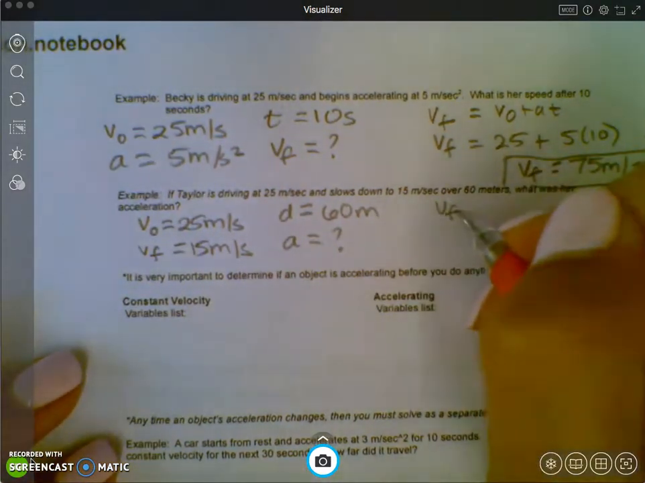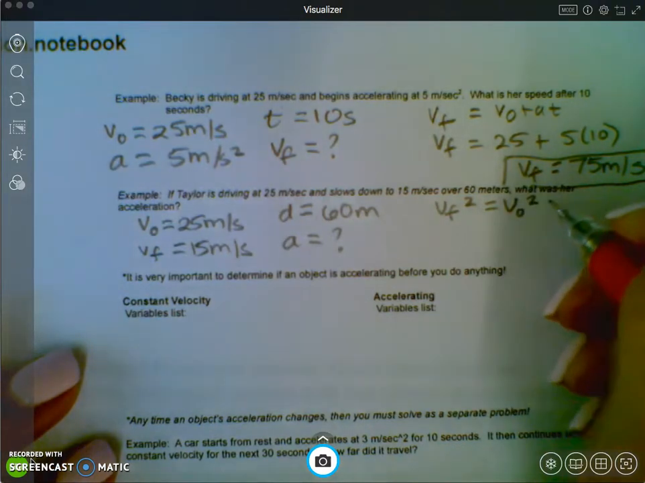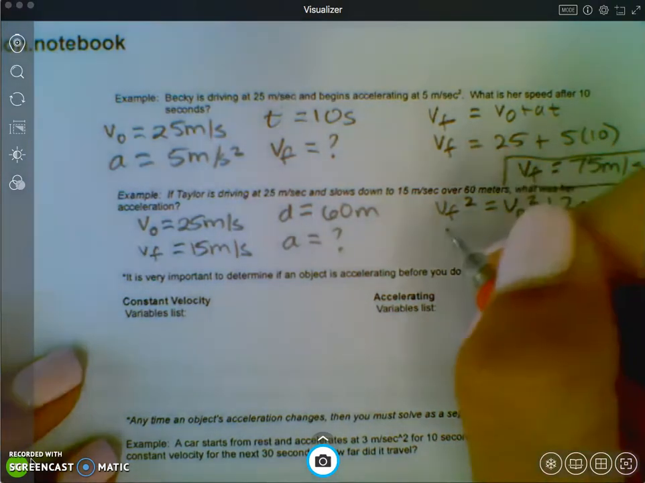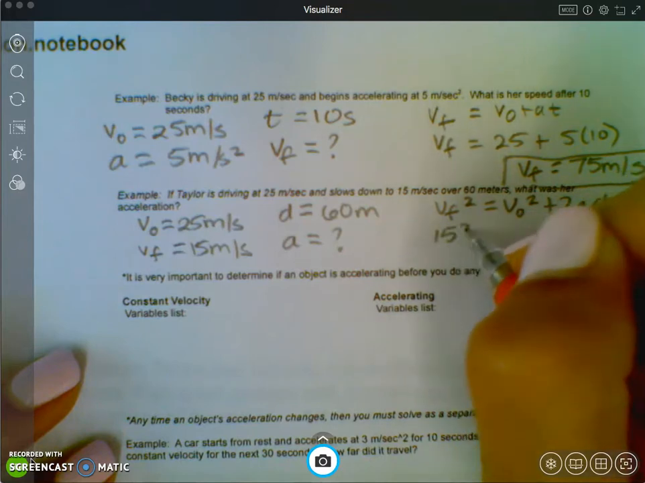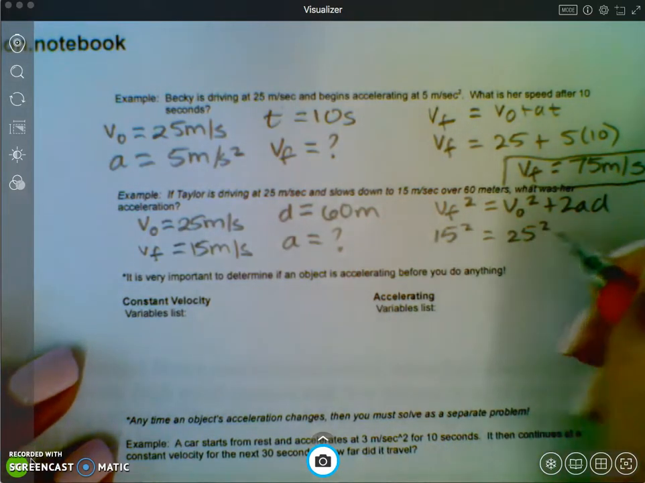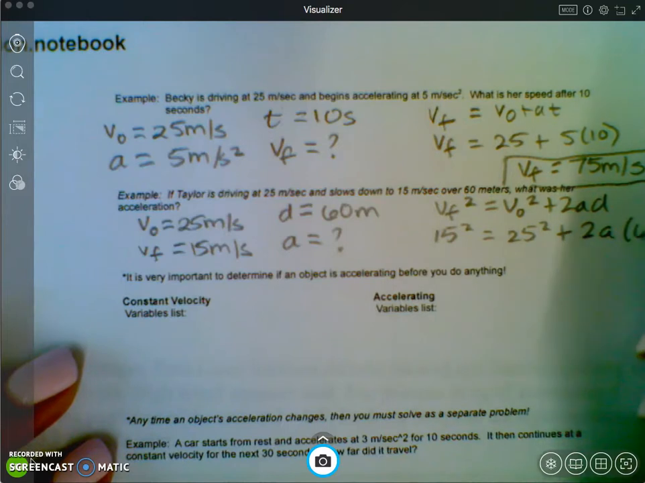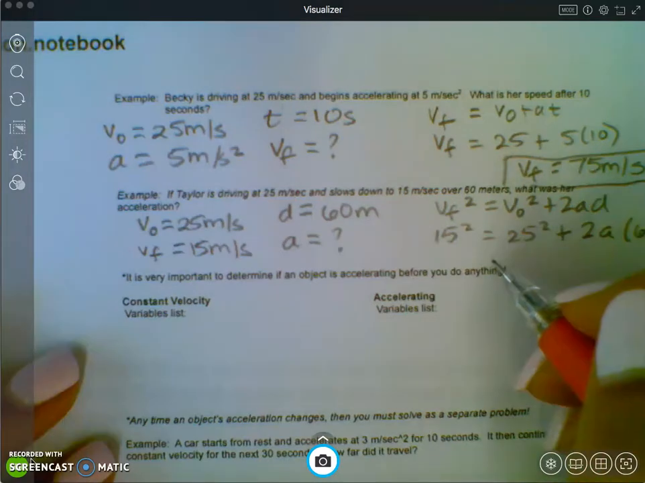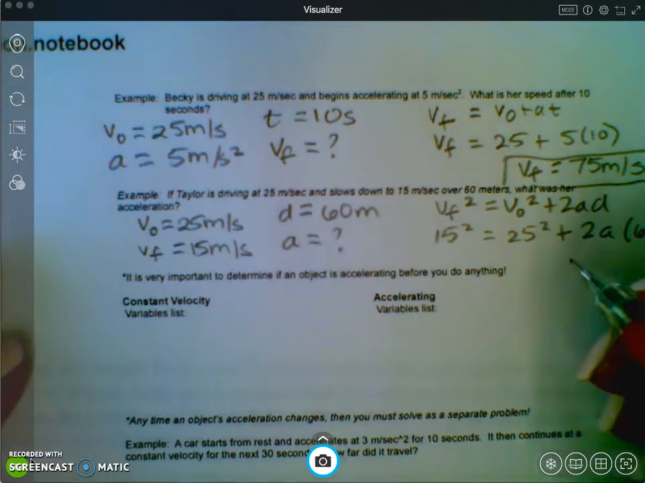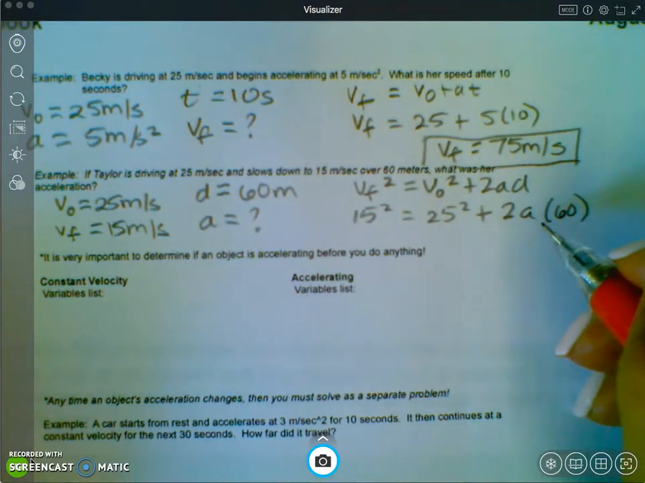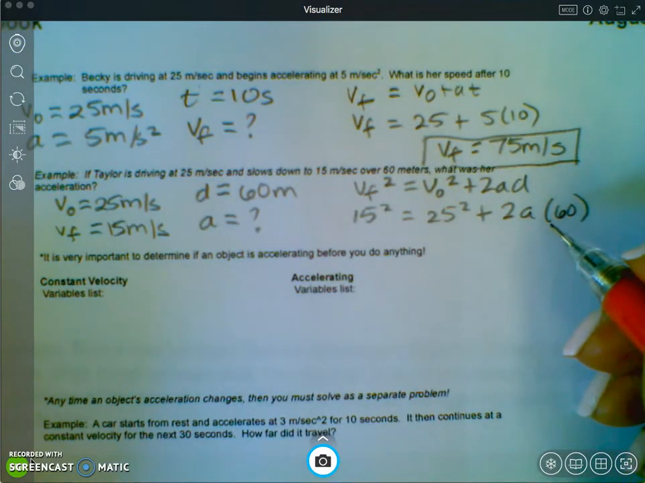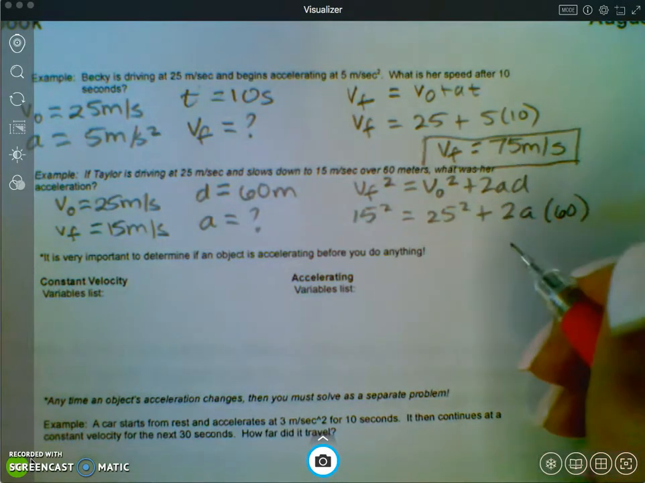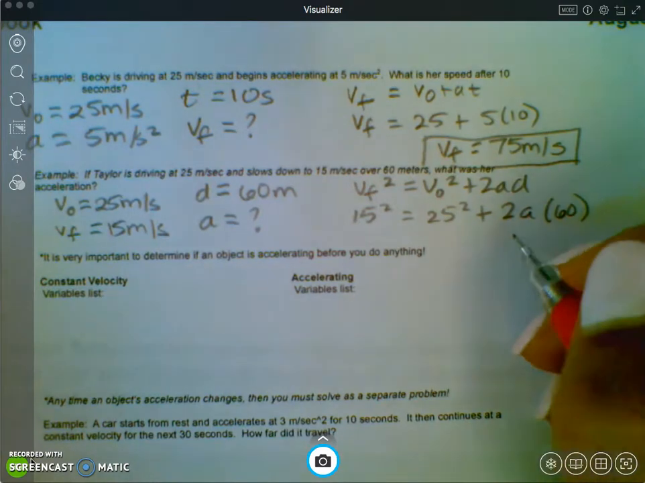So I'm going to use this equation, VF squared equals V naught squared plus 2AD. Plug in, 15 squared equals 25 squared plus 2A times 60. And if you go through the math here, right, you got to square, you got to subtract this from both sides. Remember your algebra skills. Okay, if you're struggling with the algebra here, then you really need to practice this, or come see me and we can figure it out together. But this needs to be the easy part for you. Otherwise, the physics is going to be really, really difficult.